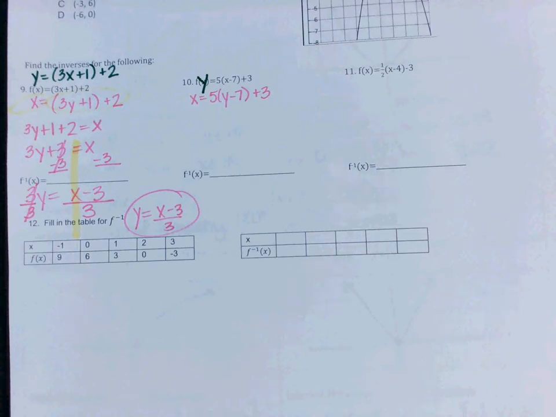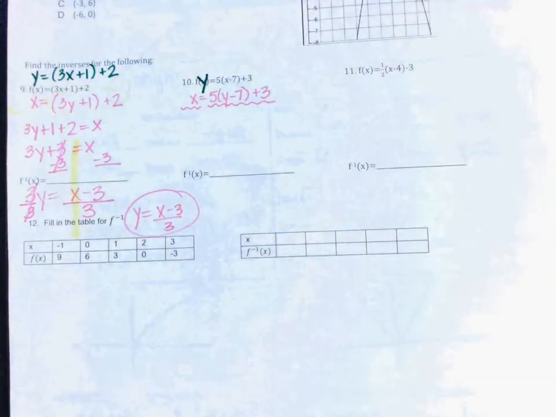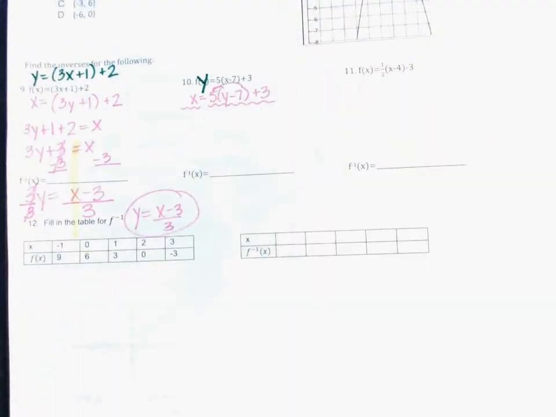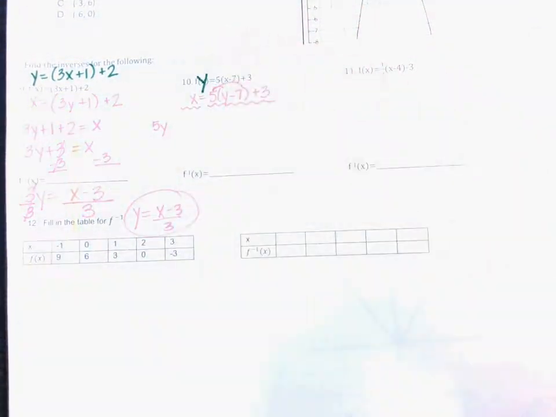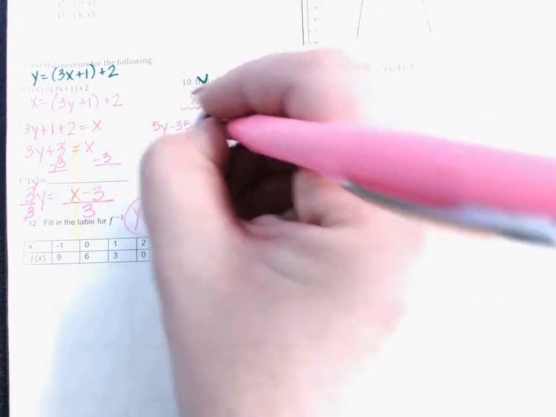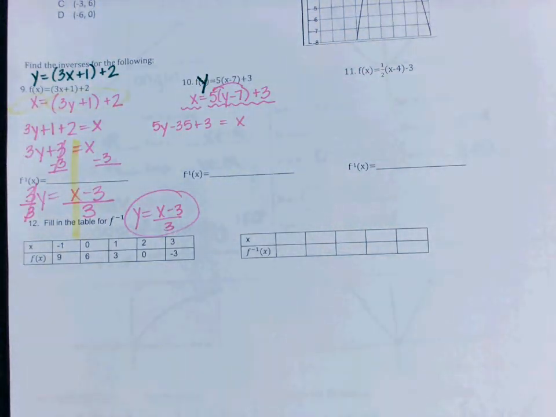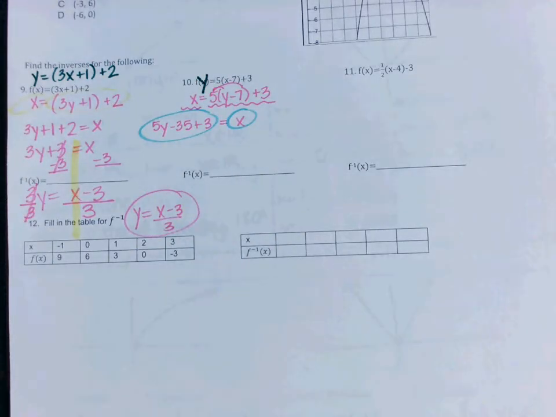After I switch the letters, I'm going to switch the sides. So all of my y stuff is going to come first. My x stuff is going to come second. So now, can I also go ahead and distribute this in this step? Is that fine? So 5 times y would be 5y. 5 times minus 7 would be minus 35 plus 3. And then my x is going to go over there. So I take the x side and the y side, I switch the letters, then I switch the sides. And then I'm going to combine like terms before I finish solving.